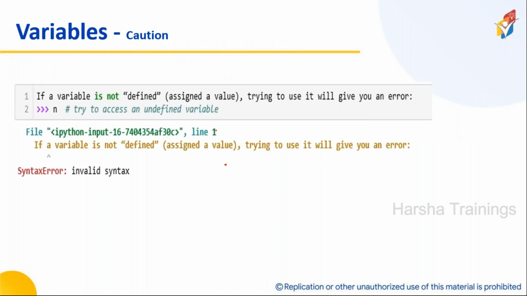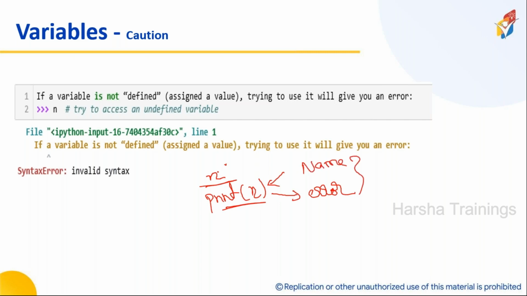Now, I'll ask one question. I will just take a name n and I want to print it. Can you guess what will happen? Print of n. Basically, it is going to generate an error. What kind of error? NameError. What is the meaning of NameError? It says that I don't know n. The memory says, what is n? I don't know.